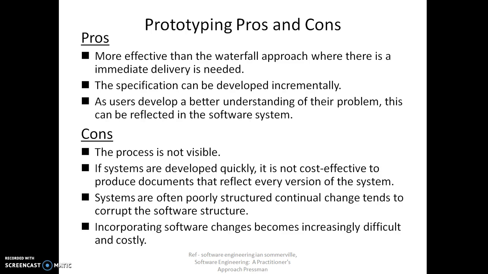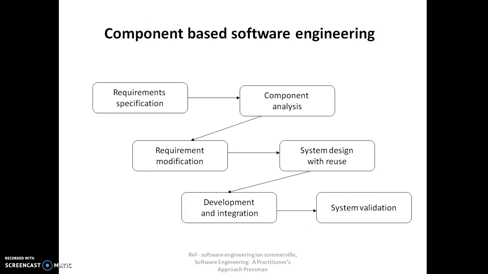Now, prototyping pros and cons. We can see here it is more effective than the waterfall approach where immediate delivery is needed. The specification can be developed incrementally. As users develop a better understanding of their problem, this can be reflected in the software system. Now, the cons are that the process is not visible. If systems are developed quickly, it is not cost effective to produce documents that reflect every version of the system, and systems are often poorly structured. Continual change tends to corrupt the software structure. Incorporating software changes becomes increasingly difficult and costly.